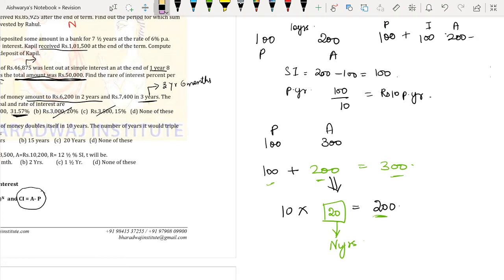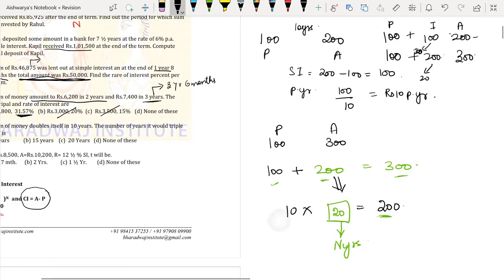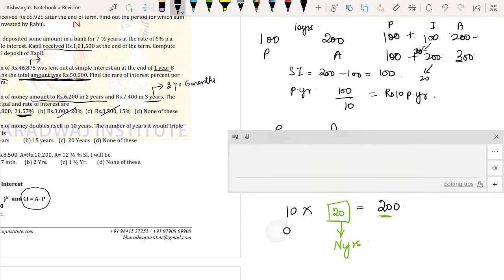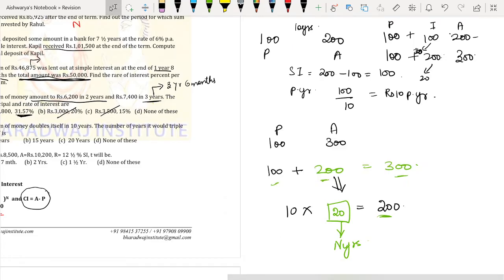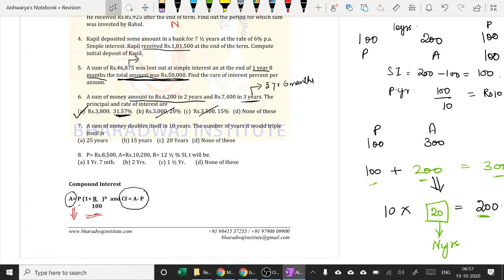Now if the principal again happens to be 100 but I want 300 now, so I need to add 200. I added 100 in 10 years' time, so I will add 200 in 20 years' time. That's all, just proportionate. Are we clear with this logic? Very commonly asked question. Doubles itself, triples itself. Very commonly asked. So can we proceed?